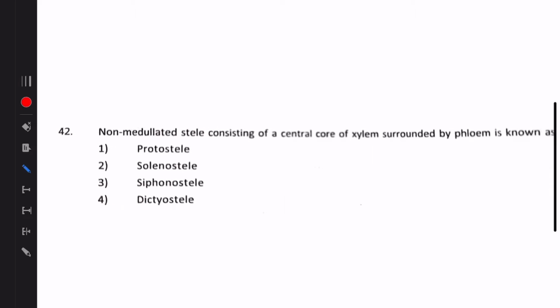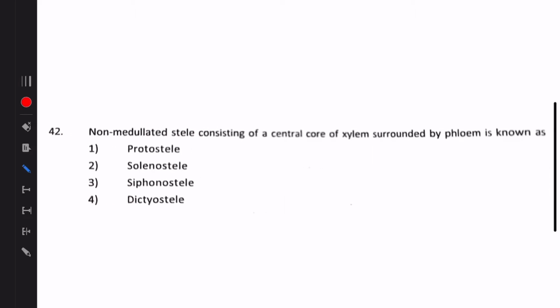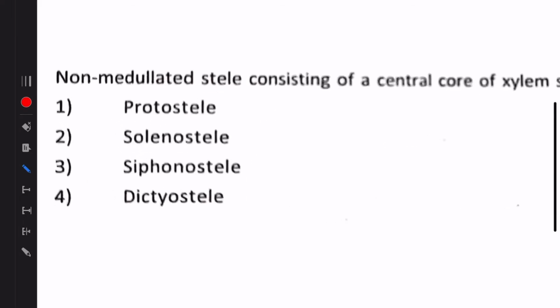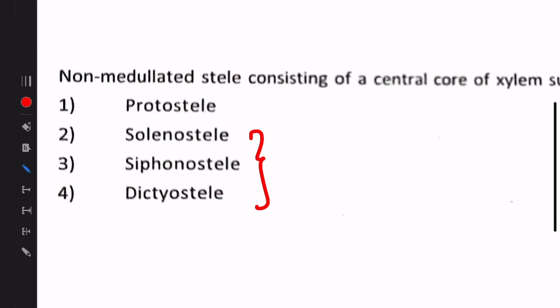Okay, non-medullated stele, which consists of a central core of xylem surrounded by phloem, is also known as: 1. Protostele, 2. Solenostele, 3. Siphonostele, 4. Dictyostele. Okay, so if we try to identify the pattern, solenostele and dictyostele are a part of siphonostele only.